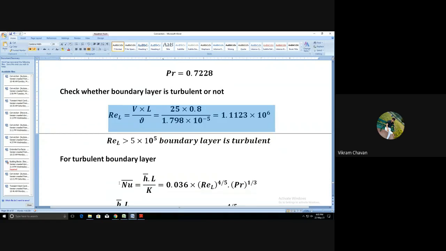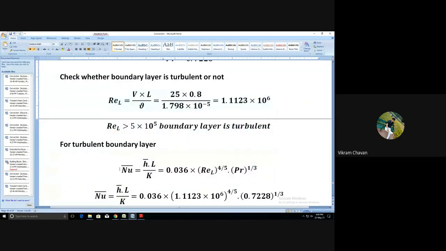If you flip back pages and check the formulas for the turbulent boundary layer, for the fluid flowing over a flat surface, you will get this particular formula: average Nusselt number is equal to h bar L divided by K, where h bar is the average heat transfer coefficient, L is the length of that particular plate, and K is the thermal conductivity. Which is equal to 0.036 multiplied by the average Reynolds number raised to 4 by 5 multiplied by the Prandtl number raised to 1 by 3.